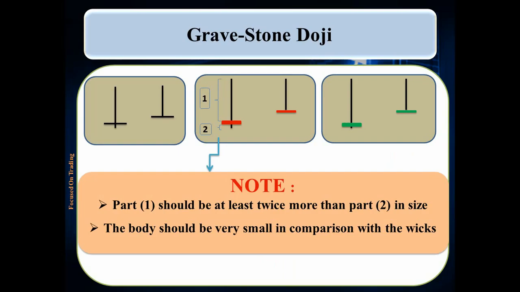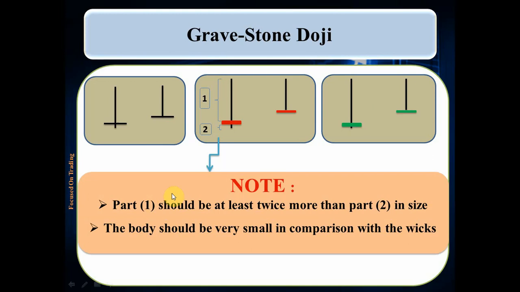On the opposite side of the dragonfly we have gravestone, which usually appears after a price rise at the top. And the same as the dragonfly, it is a trend reversal pattern and a sign of probable price decline after a green wave. These are 6 different shapes of gravestone.